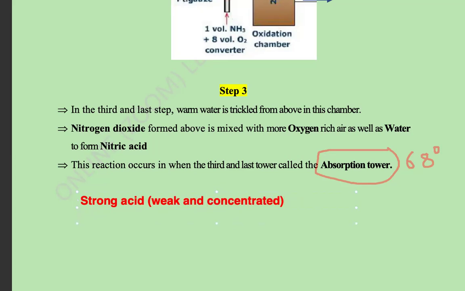Among the strong acids, we might have the dilute strong acid and concentrated strong acid. And among the weak acids, you can actually have the dilute weak acid and concentrated weak acid. So when we talk about dilute and concentrated, we're talking about the amount of water that is contained in the acid.